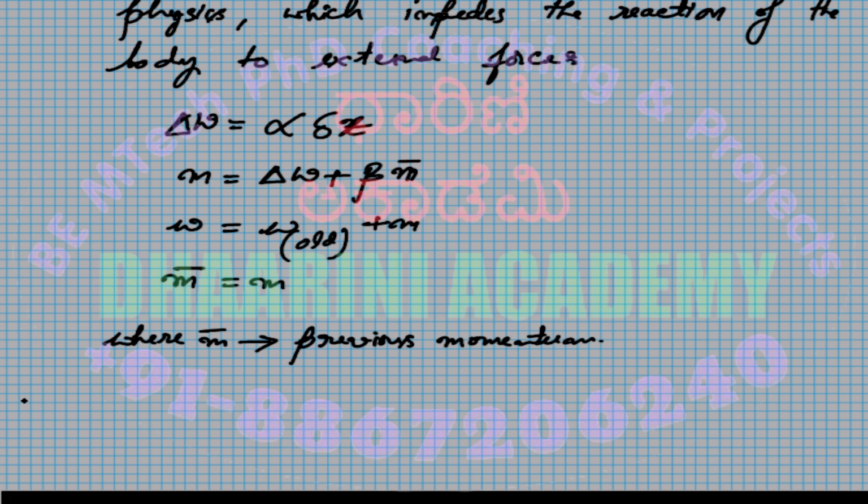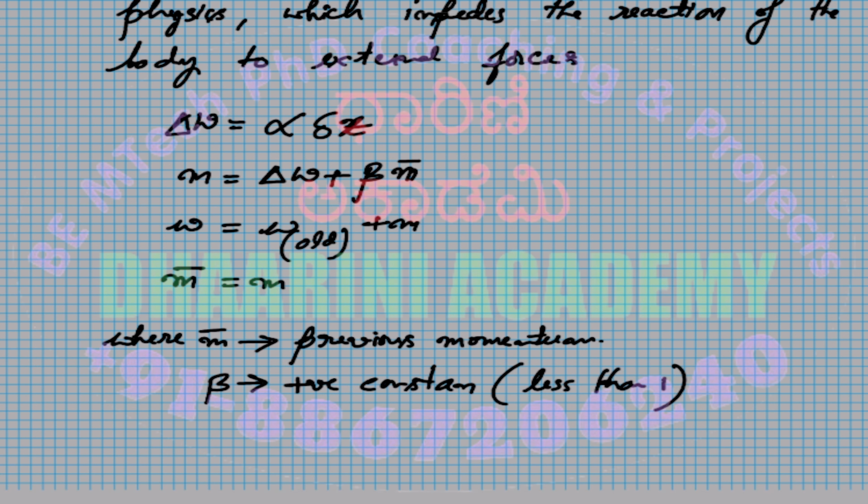Is the previous momentum. And let's define a constant called beta. It's actually a positive constant. Normally this is less than 1. Okay, now let us try to understand what is the change that's going to happen when I bring this momentum into picture.